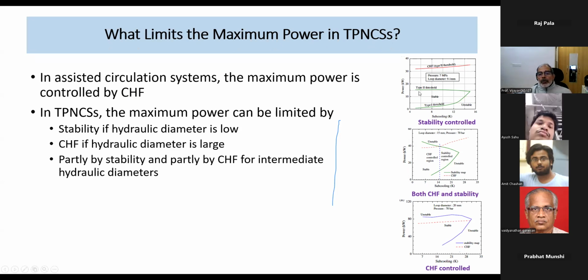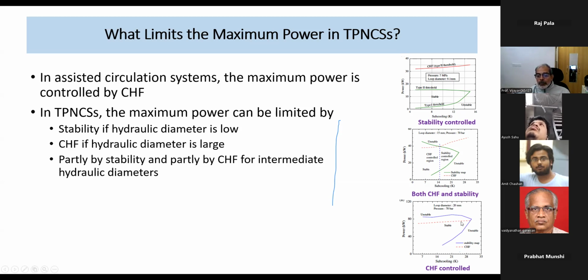But you will find in a two-phase natural circulation system, this is your type 2 threshold, this is your type 1 threshold. Outside it is all unstable, and your CHF threshold is much above the stability threshold. So that means it is in the unstable zone. So this system, if you want to design it, is stability control. But you can also have a situation, half of it is CHF controlled, where this part is CHF control and this part is stability control.